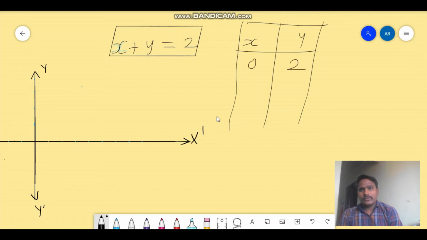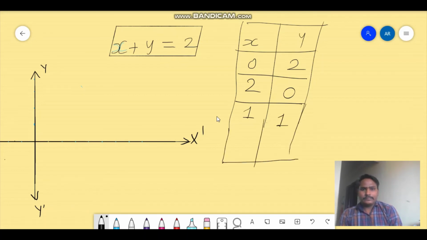If we put x is equal to 0 in this equation, 0 plus y is equal to 2, which means y is equal to 2. Similarly, if I take y is equal to 0, I will get x as 2. Now again, if I take x is equal to 1, y will also be equal to 1. If we put the values of x and y in this equation, now if I take the value of y as 3, then x must be equal to minus 1. See what I am doing here, x plus y is 2 is the given equation.